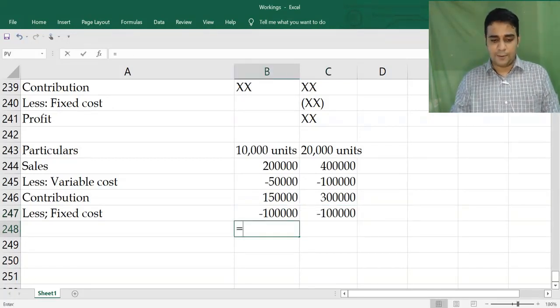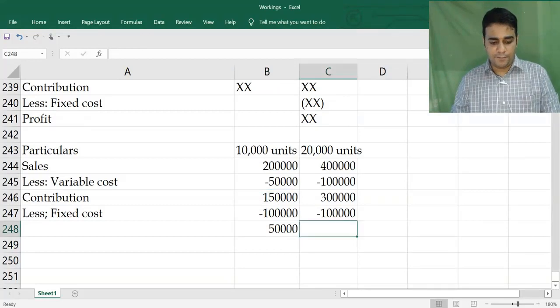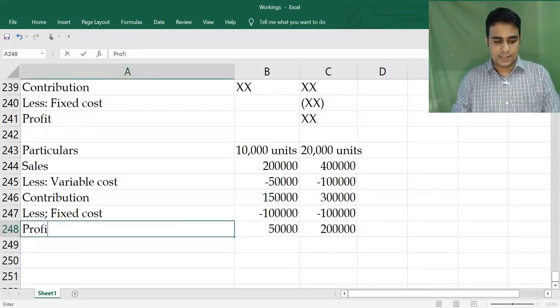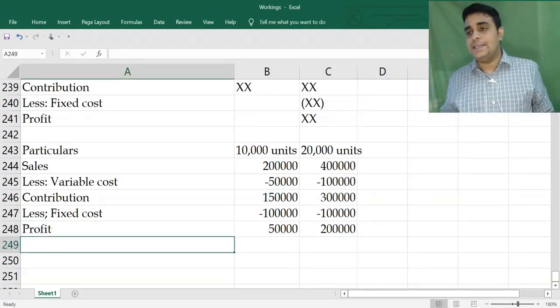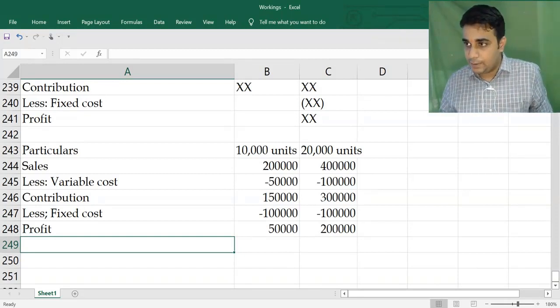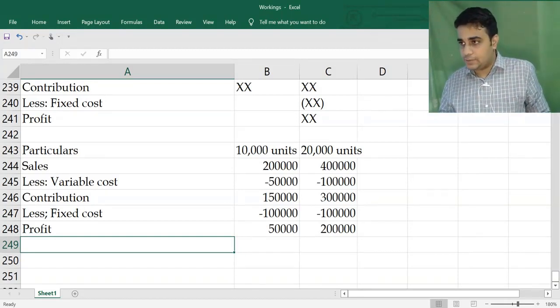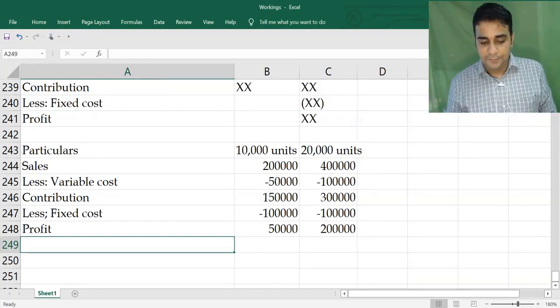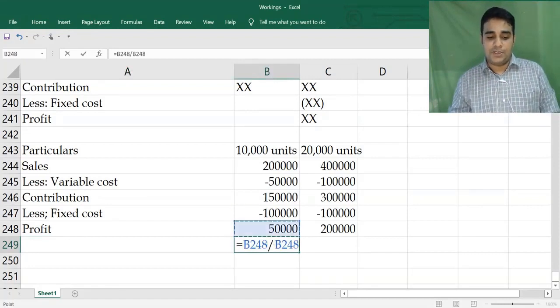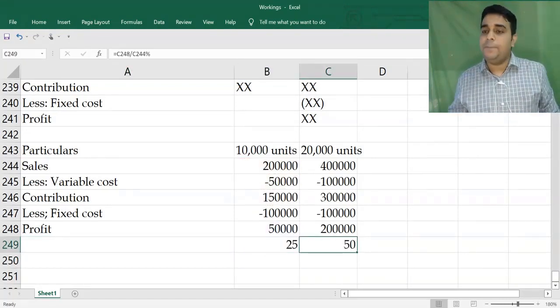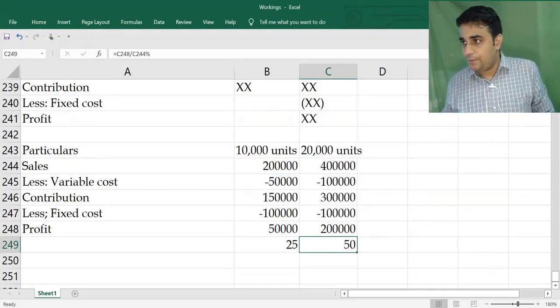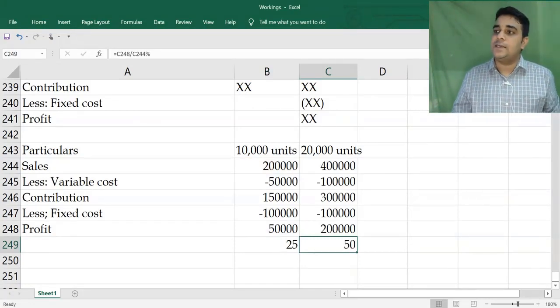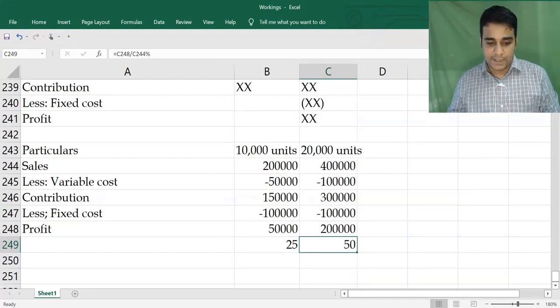Fixed cost is 1 lakh rupees, profit is 50,000 and 2 lakh. Just an example, your sales has doubled, profit has gone up 4 times. Sales has doubled in this example, but profit has gone up 4 times. If I calculate net profit margin, 25% and 50%, net profit margin from 25% has gone up to 50%.